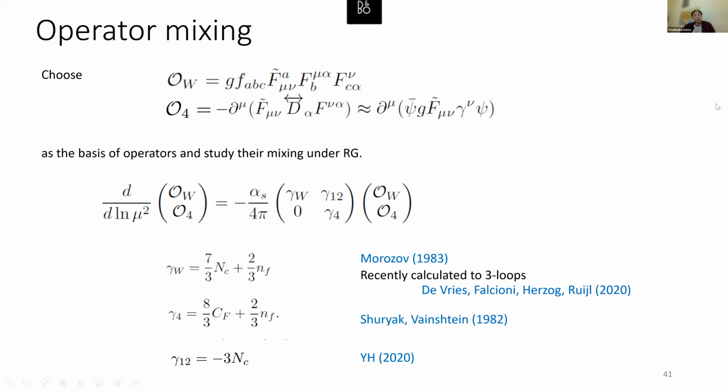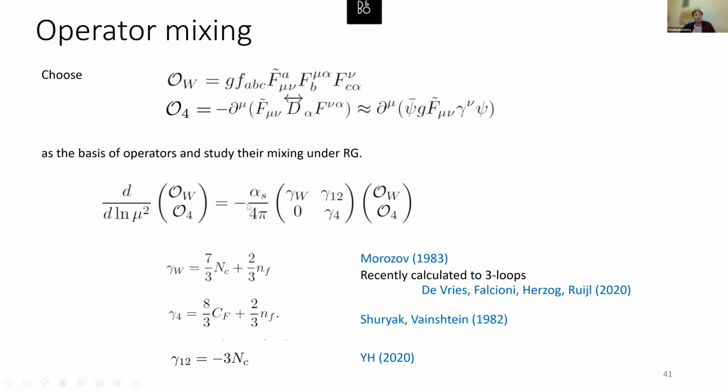So the 1-1 component, this is the anomalous dimension of the Weinberg operator, which was computed by Morozov 6 years before the Weinberg's paper, actually. And there is a recent calculation of the 3-loop anomalous dimension for this Weinberg operator. And this twist 4 operator that appears in polarized DIS, its anomalous dimension was calculated by Shuryak and Vainshtein. And this is gamma 4. This is known for 40 years, but its off-diagonal mixing entry is not known. So I calculated, and I got this result.